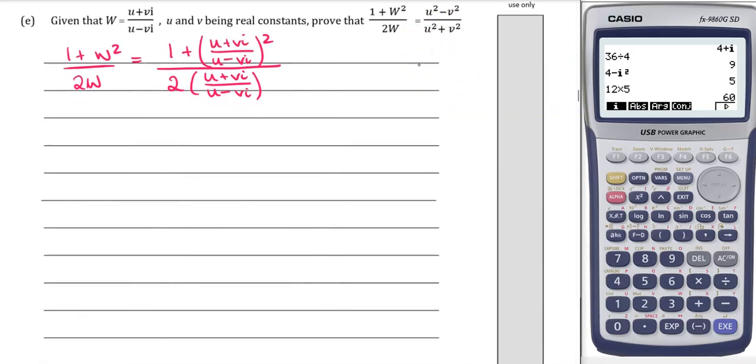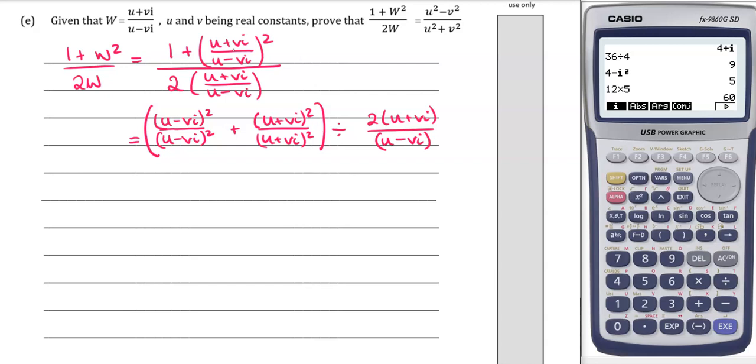Okay, so let's deal with the 1. We want to put that in the same terms as what we've got here. So that'll be the same denominator, u minus vi squared. If we make that u minus vi squared over u minus vi squared, then that's equivalent. In fact, let's just move that out the way of that question bit there. Let's do that down here. Okay, and then plus the u plus vi squared over u plus vi squared. That will get divided by 2 times u plus vi over u minus vi.